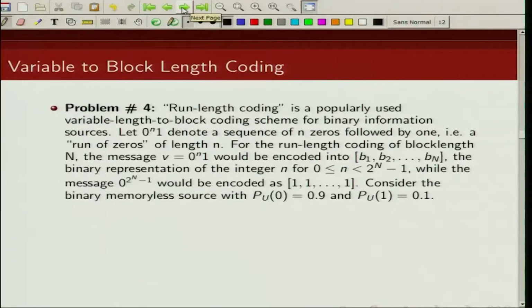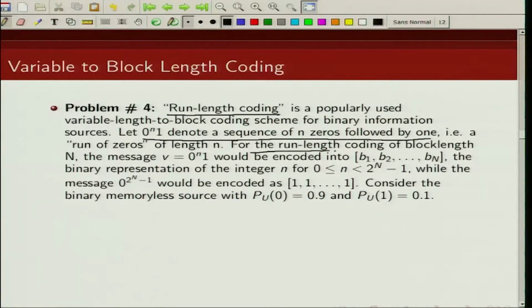Now the next example is on variable to block length coding. There is a variable to block length coding called run length coding. What does run length coding do? Let 0 raised to the power n followed by 1 denote a sequence of n zeros followed by a single 1. So this is a run of zeros of length n followed by 1, and that's how we encode. So run length coding works as follows.